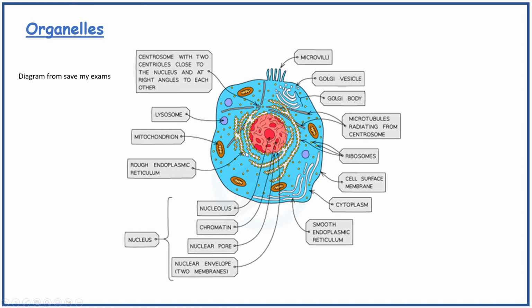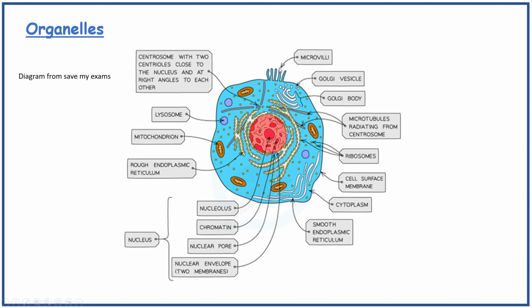Organelles. So, you can see here that we don't just call this the nucleus anymore. The dense part in the middle is called the nucleolus. And then the main part of the nucleus contains chromatin, which is DNA wrapped around proteins. You've got the nuclear envelope, a double envelope, and every so often you have little gaps which are called nuclear pores.